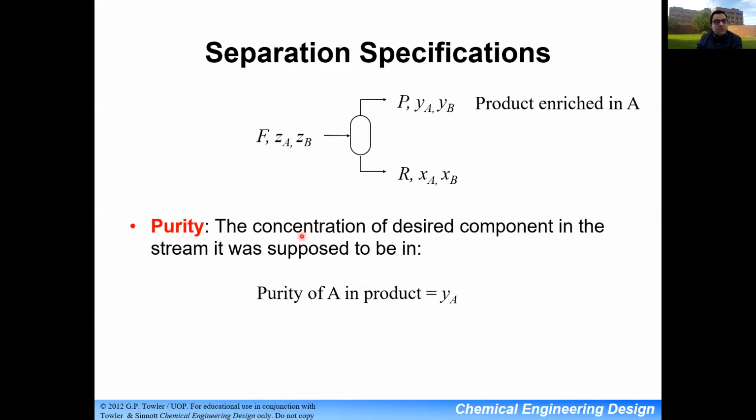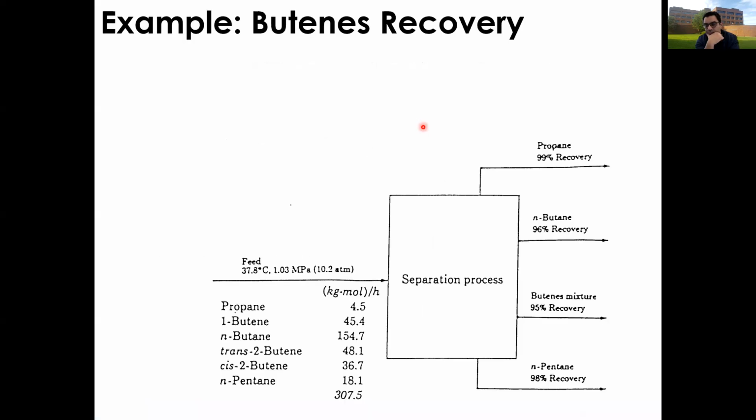Purity. Purity is the concentration of the desired component in the stream it was supposed to be in. So this is my product, and the purity of A is just the composition of A. Ideally, you want to maximize both the recovery and the purity, right? If I have 100% recovery, so all of the A in the feed leaves from the top, but the purity is only 70%, then it might not be good enough. So just a few metrics to keep an eye on.